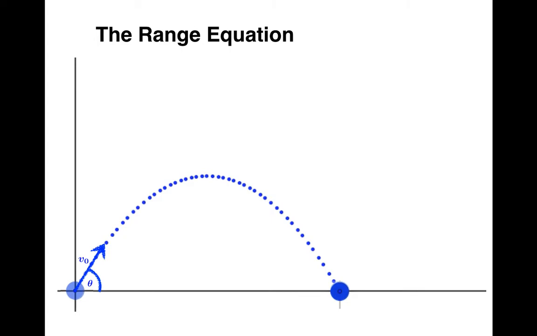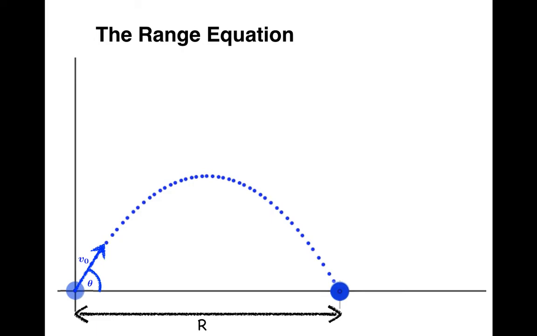Today we will consider the specific case in which the ground is horizontal, so the final height of the object when it makes contact with the ground is exactly equal to the initial height. We will use capital R to refer to the range for this particular case. Now we will derive an equation for the range R that depends only upon the initial conditions v0 and theta.